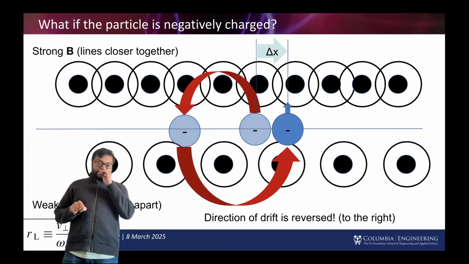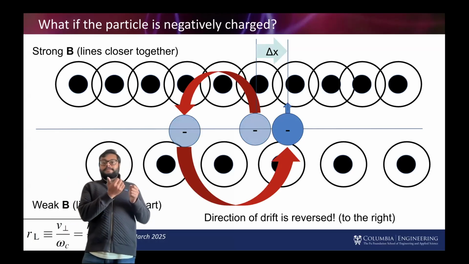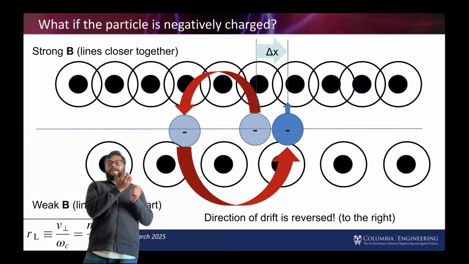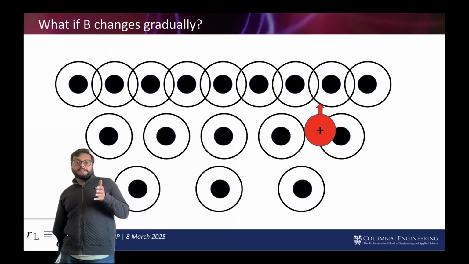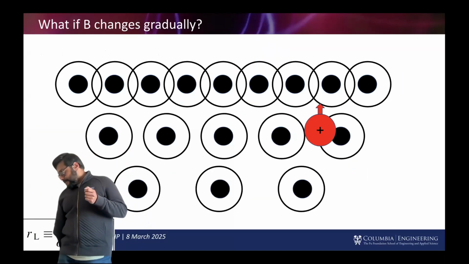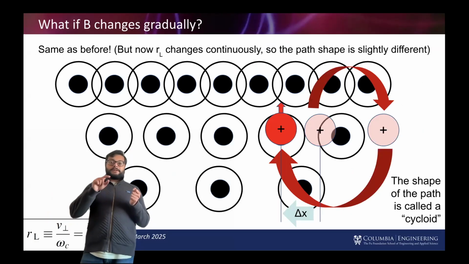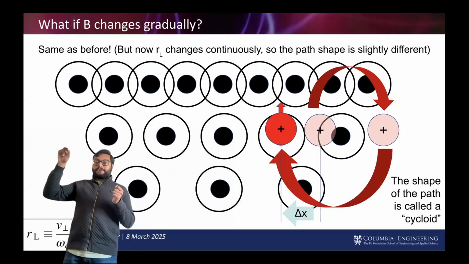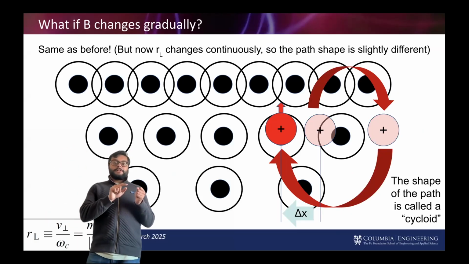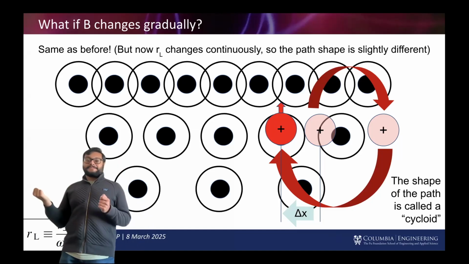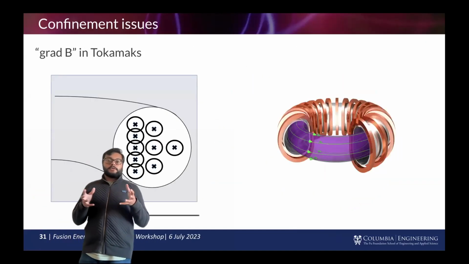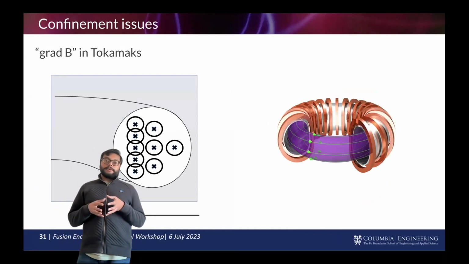And so what you end up getting is a net velocity in the direction to the right. This is an example for an ion. You'll see you have a smaller Larmor radius at the top, and then a larger Larmor radius at the bottom. And so you have a net velocity to the left. And so in an actual tokamak, you'll end up seeing these gradients in your magnetic field.